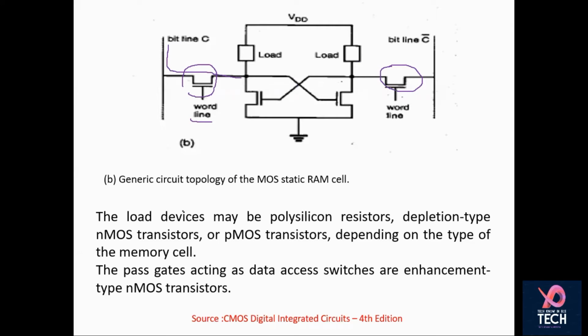Okay. So the load device is generic here, so it can be a resistor, it can be depletion type NMOS transistor, or it can be PMOS transistor. So depending upon the memory cell. So these days we are extensively using CMOS. So this thing is extensively changed. The next thing is the pass gate. These are called basically pass transistors. So are acting as data access switches.